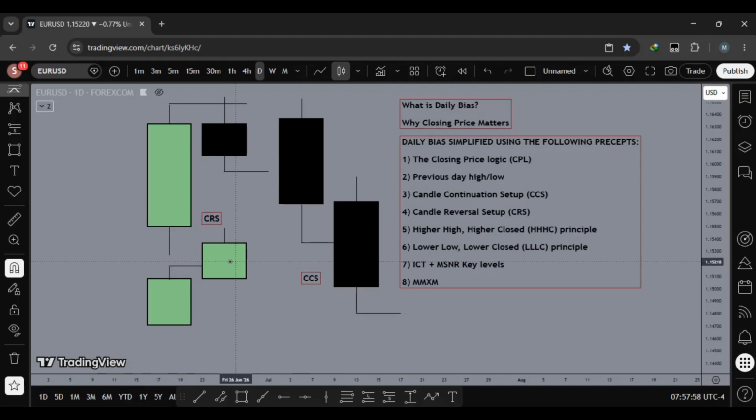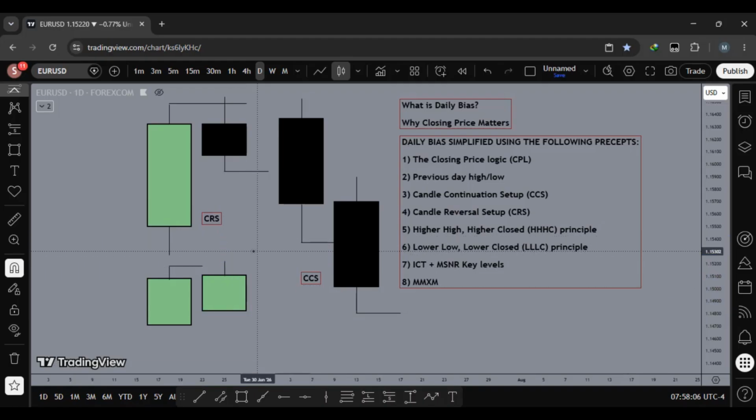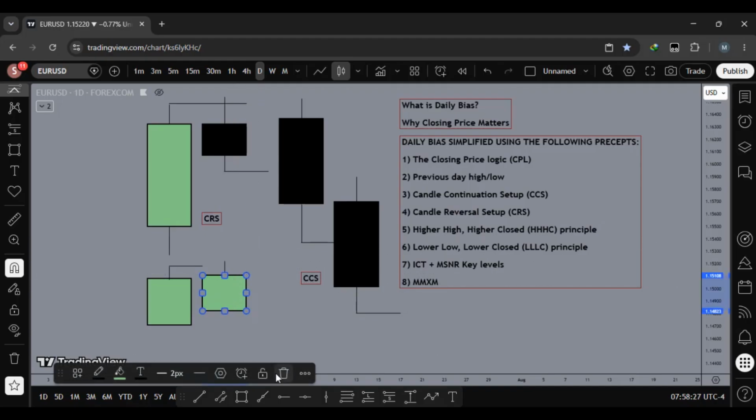Even sometimes you will have something like this. Guys, please pay attention to this. I'm going to reveal secrets. As long as this high is higher than this high and this close is higher than this close, the next candle will give you a bullish move. So the directional bias will be bullish. All right. Guys, I hope you're following. Just pay attention. Just follow me. I will break down everything.